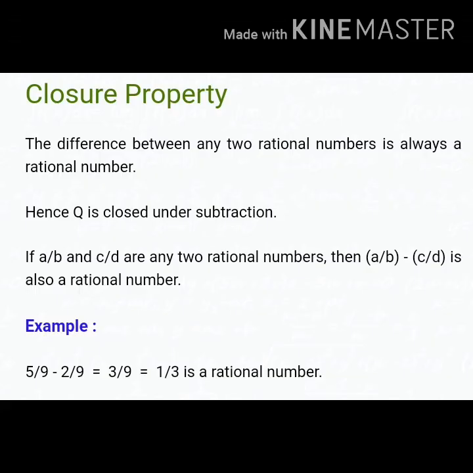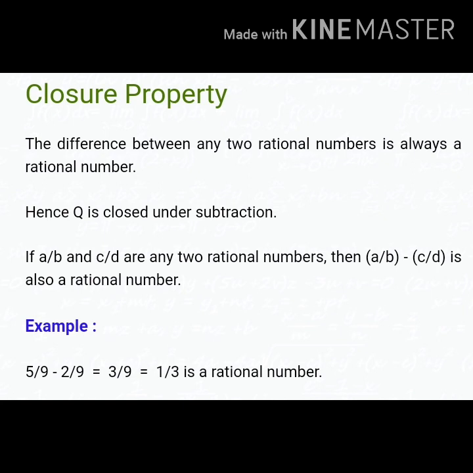Now we will see the properties of subtraction. When one rational number is subtracted from another rational number, the difference is another rational number. If a over b and c over d are any two rational numbers, then a over b minus c over d is also a rational number.